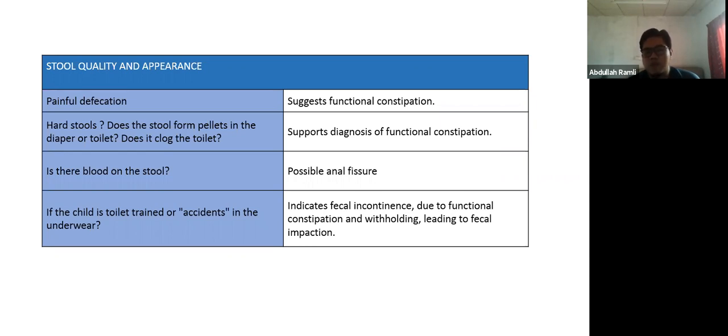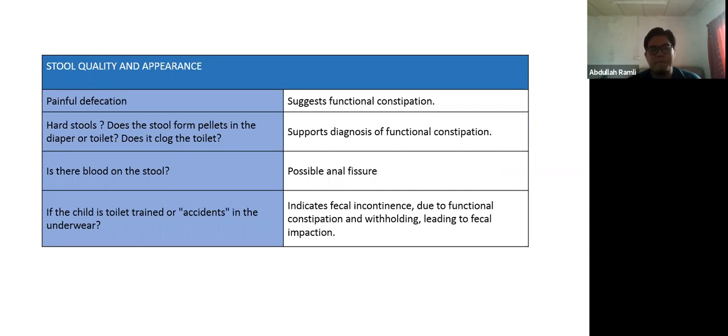Also can support the diagnosis of functional constipation. And then, is there blood on the stool? If there is, then we can suspect that there might be anal fissures involved. And if the child is toilet trained, any accidents in the underwear, soiling of the underwear, this point can indicate fecal incontinence due to functional constipation and leading to fecal impaction.